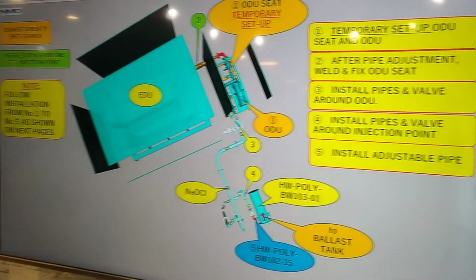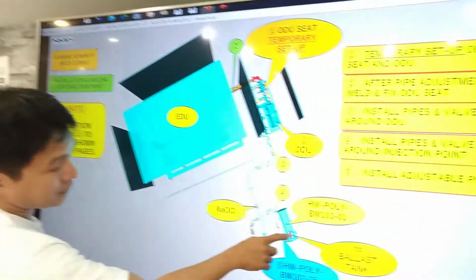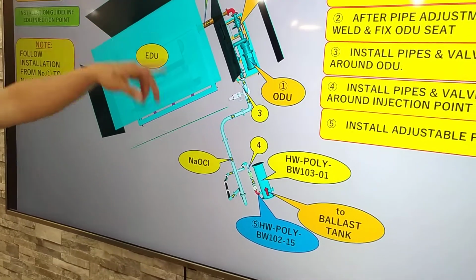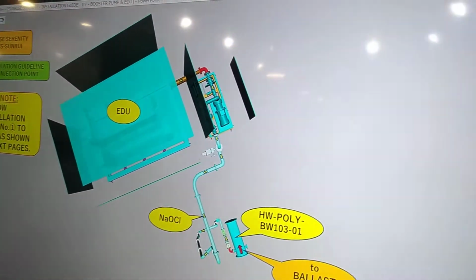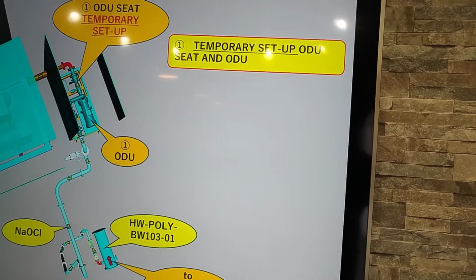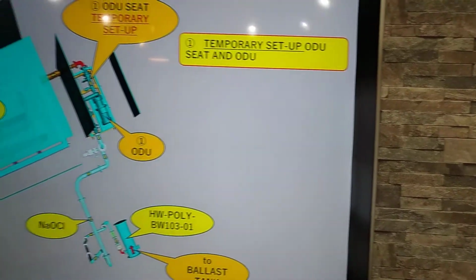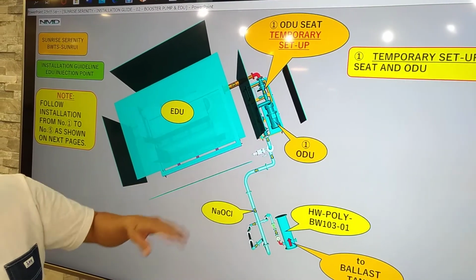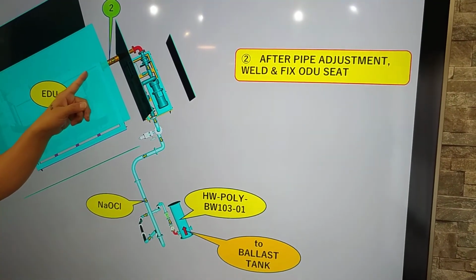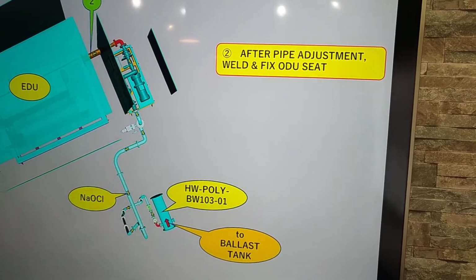Okay, we proceed. Now we have already installed from the booster pump. We will install from EDU going to the injection point. We have installation steps 1 to 5 here, going to your ballast tank. First, we temporarily set up the ODU seat and the ODU with tack welding. Second, we install the pipe from EDU going to ODU, and the adjustable pipe.